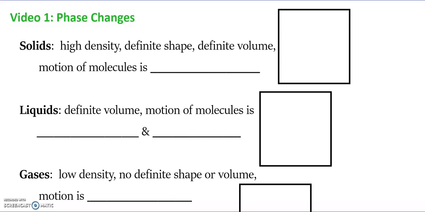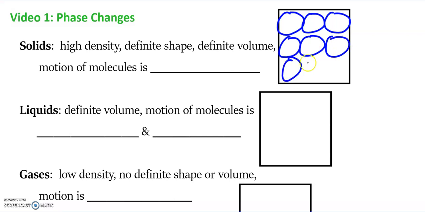Solids are high density, definite shape, definite volume, which means that the molecules in a solid are all very tightly packed. So like if this is a cross section of a solid and what I'm drawing are the atoms or the molecules, they're all tightly packed. There isn't space between them. Definite shape, definite volume means that if you move it or turn it on its side, it will not change. And the motion of the molecules is vibrational, which means they just vibrate in their location, but they can't move side to side.